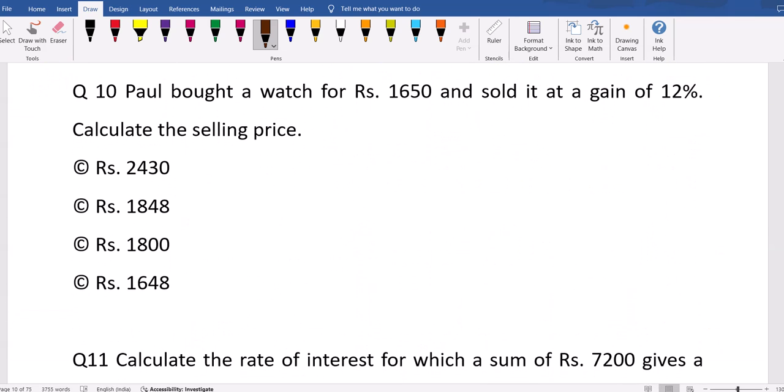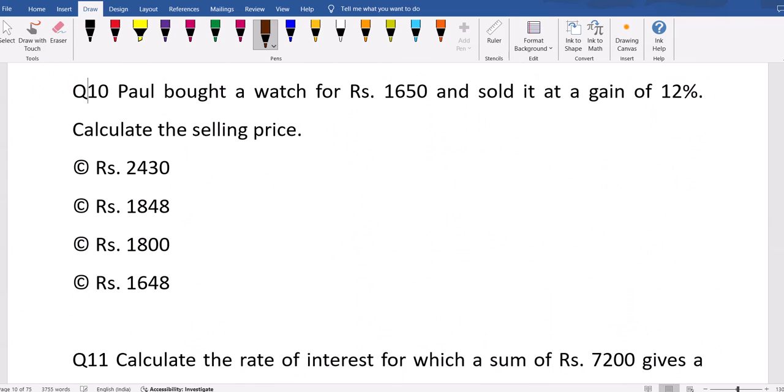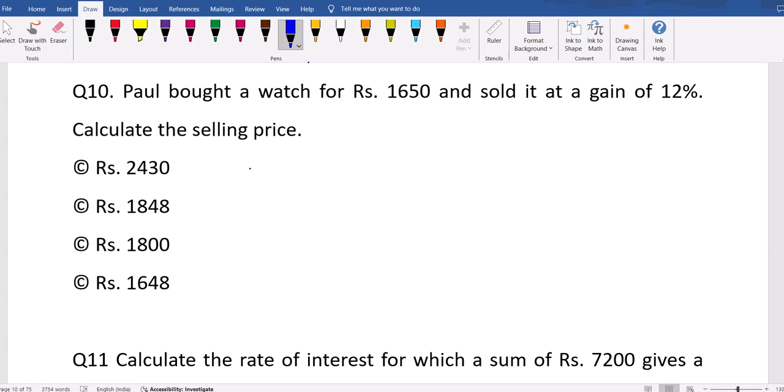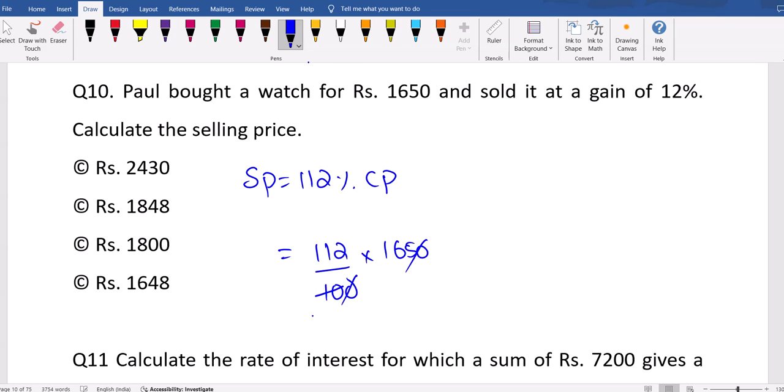So now this is profit and loss. Purchased a watch at 1650 and you want to sell it for 12% profit. So one thing I can write is 112% into cost price. I'll give the other method, don't worry. 112% means 112 divided by 100 into 1650. This zero cancels. This is 5 2 times, 5 33 times. This is 56 times.